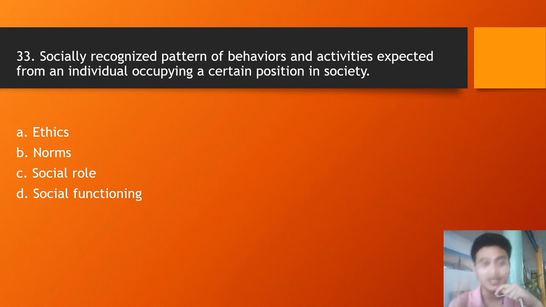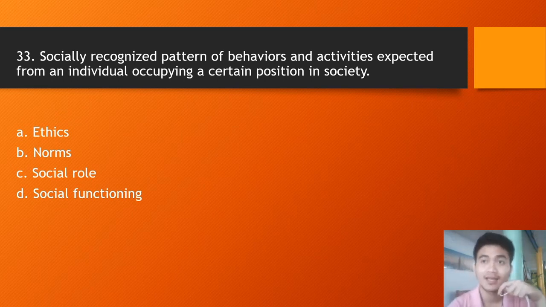So, in the lens of the best interest of the child, the government is the secondary duty bearer when it comes to providing care, providing needs and wants of these children. So, yun yung social role, no? The expected pattern of behavior.